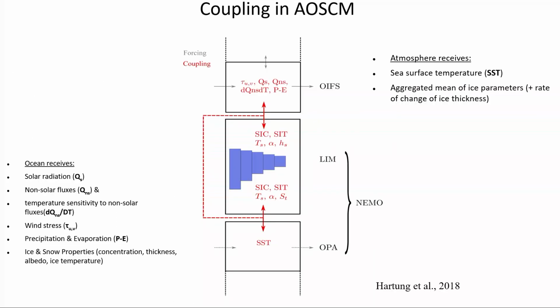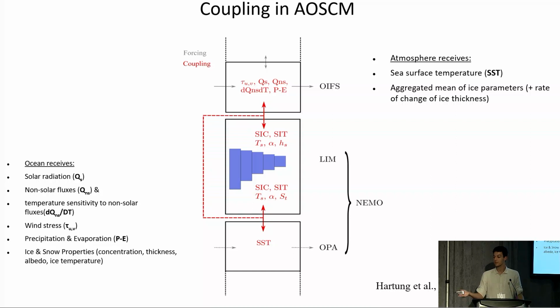At the surface, we have the exchange of a lot of information because the ocean needs all these fluxes, the solar and non-solar fluxes from the atmosphere, and also how the temperature is sensitive to those non-solar fluxes. Momentum fluxes and sources and sinks of water through precipitation and evaporation, and also the sea ice properties, and gives back to the atmosphere an updated value for the sea surface temperature, and also some aggregated mean values of the ice parameters. So we have sea ice concentration and the thicknesses of sea ice and snow, and the temperature, and also the rate of change for the ice thickness.